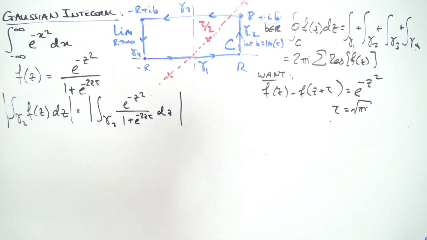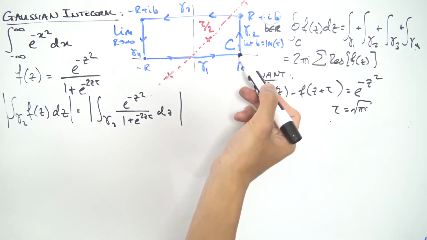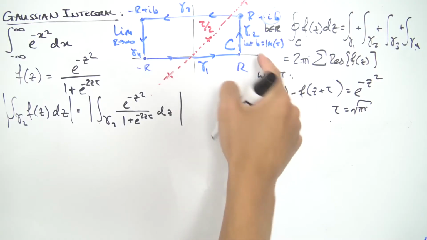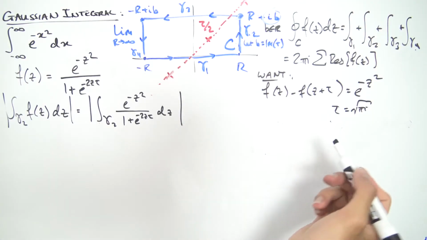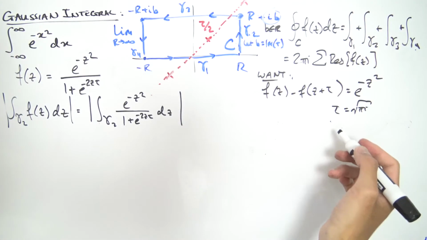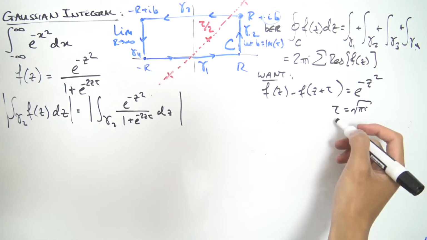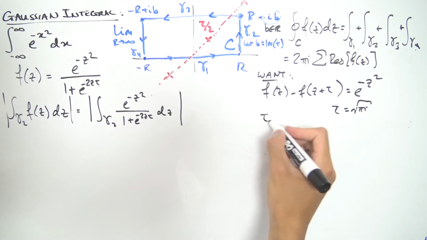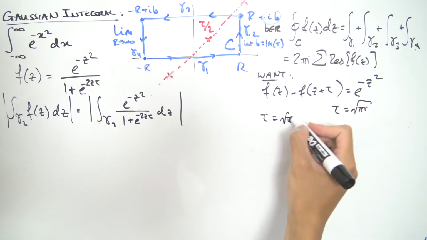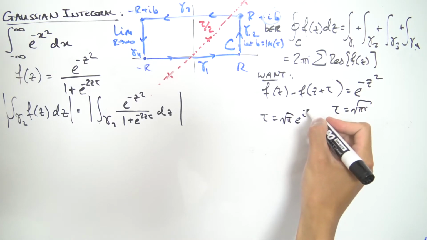And well, we can parameterize this part. It's just a straight line segment going from an imaginary part of 0 to an imaginary part of τ. Speaking of which, let's figure out what the imaginary part of τ is equal to. So we know τ, we can rewrite it as, let's see, the square root of π times e^(iπ/4).